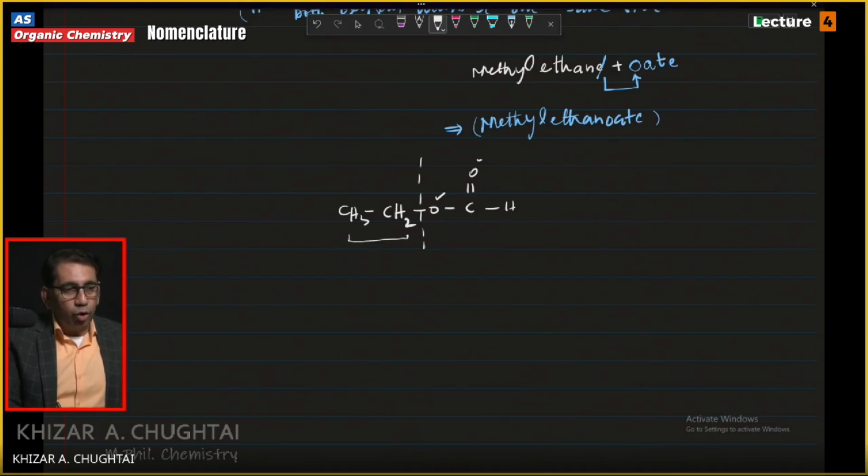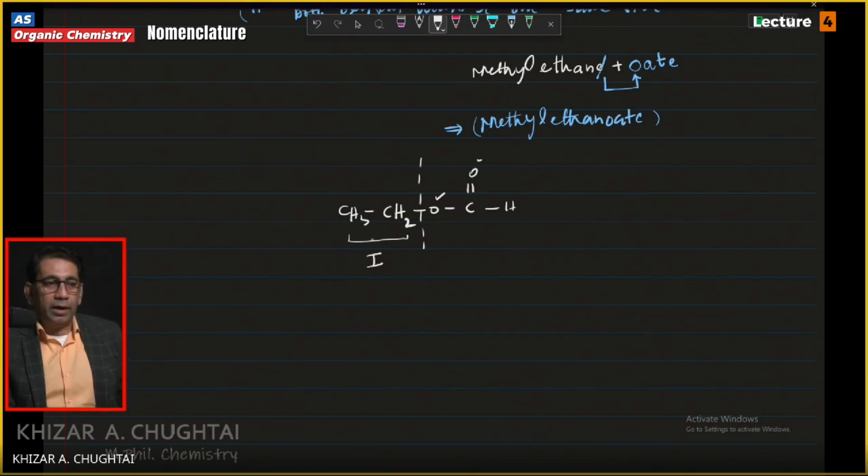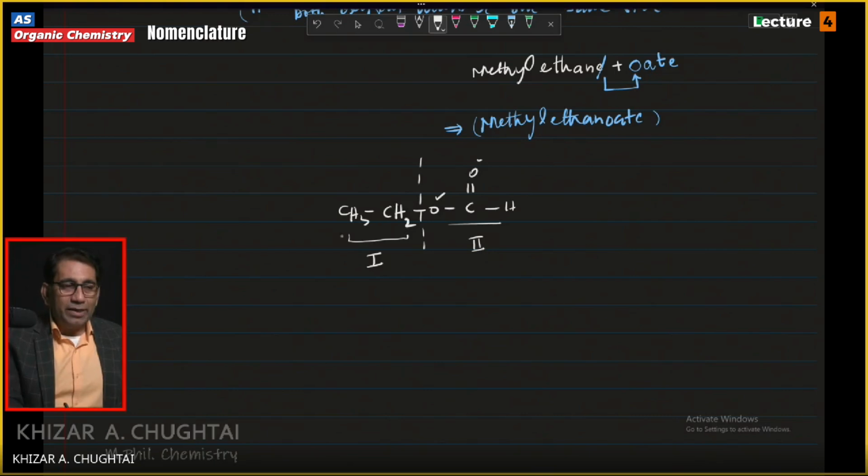Both oxygens must be on the same side. This is the group number one. It's a branch, and it is coming from the alcohol. This is from the acid portion. That is number two, the second part of the name. So number one is a branch. There is no need to write the number of the branch. What is the name of the branch? A two carbon branch is eth. For a two carbon branch, I will write yl, ethyl.